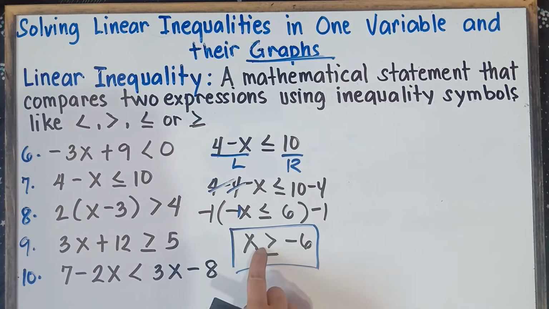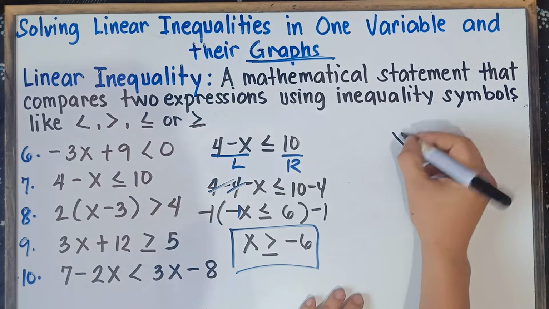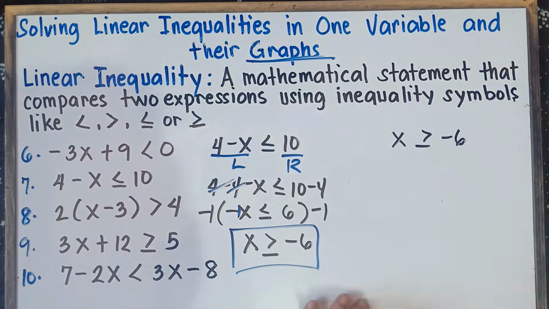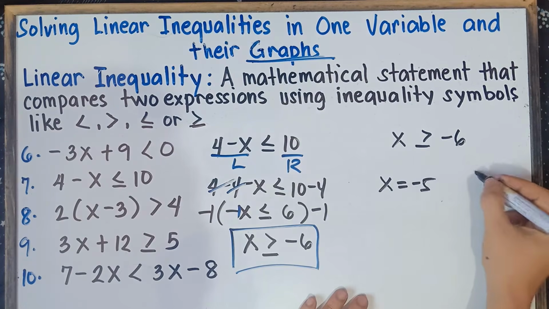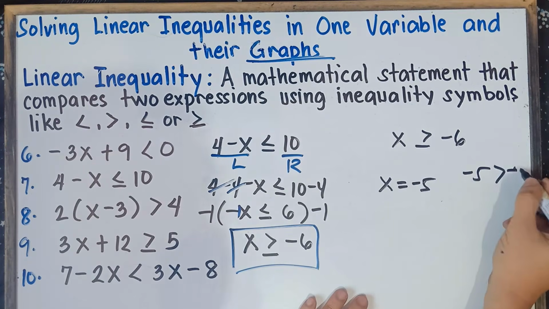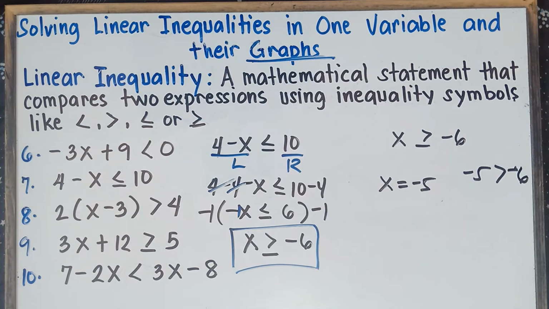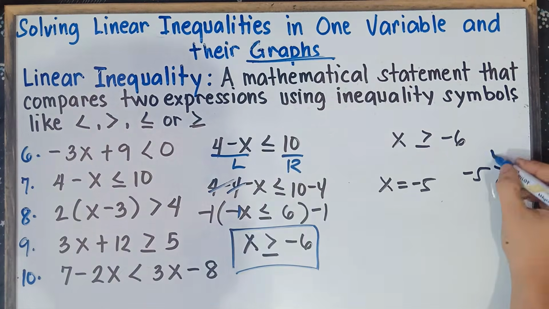So the value of x greater than negative 6, it could be negative 5. So once again, x is greater than or equal to negative 6. Therefore, our x value could be negative 5. Is negative 5 greater than negative 6? Yup, that's true. Negative 5 is greater than negative 6.